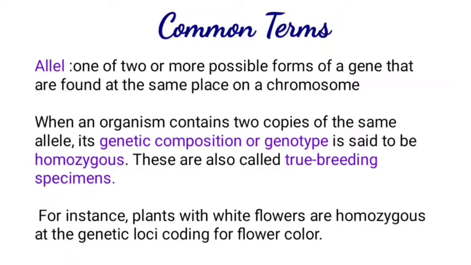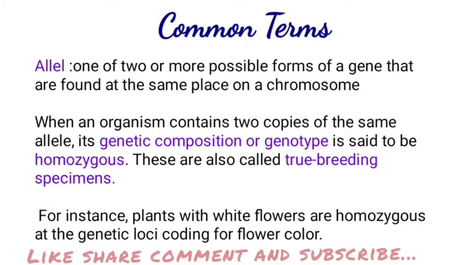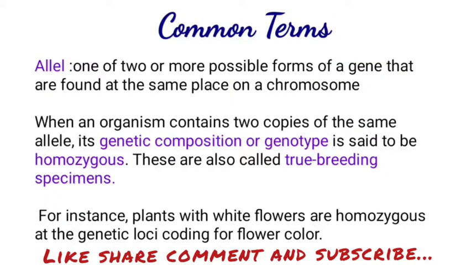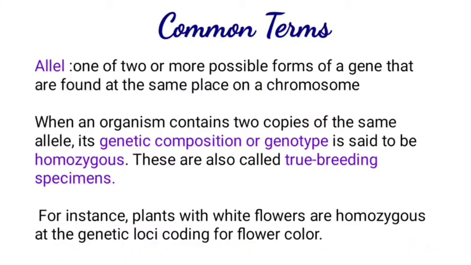Genotype is a genetic composition, as two persons may have different compositions in their genetics. This homozygous line or breeding is called a true breeding specimen. For instance, plants with white flowers are homozygous at the genetic locus coding for flower color.